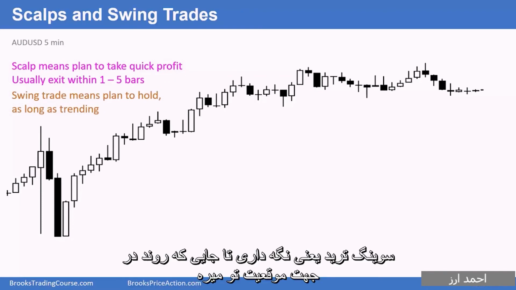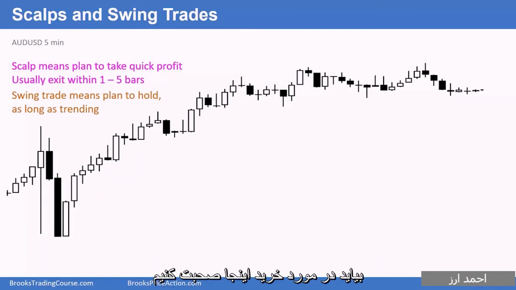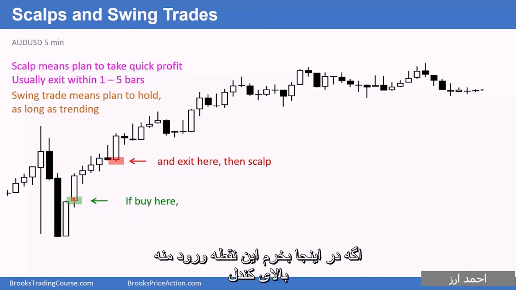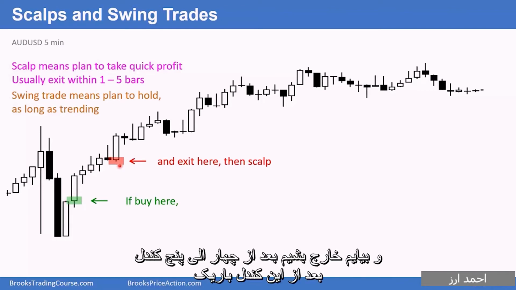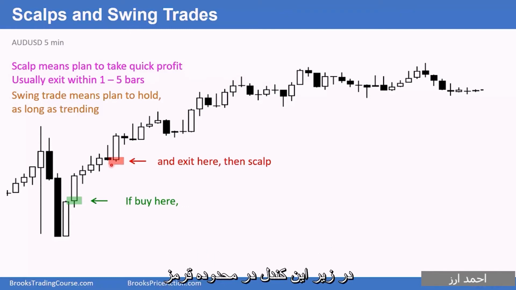A swing trade means I'm planning to hold onto my position as long as the trend is going in my direction. Let's look at this chart and let's talk about buying here. If I buy above the high of this bar, I get filled right here just above that high. And let's say I get out 4 or 5 bars later below this bear bar, right where this red box is, right below the low of that bar.